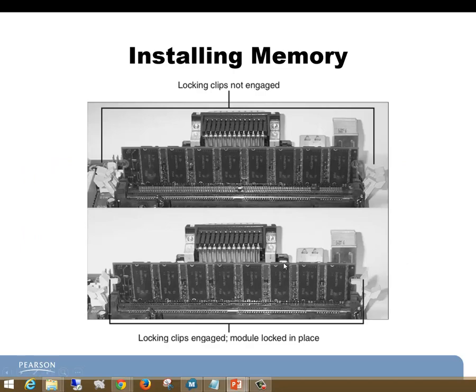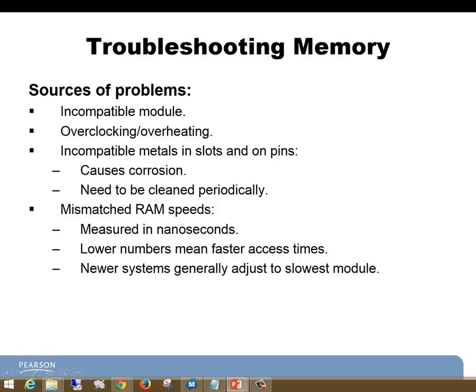Here they're showing an example. In the top one, the clips are not engaged, so we're not pushed down enough. In the bottom one, we've pushed it down and the clips have engaged, that'll lock the memory in place.